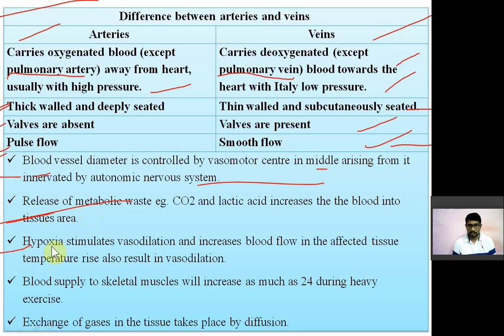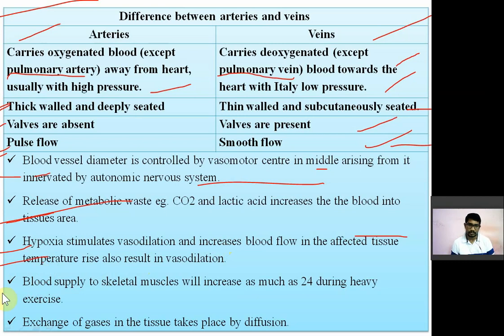Now hypoxia means decreased oxygen. So if hypoxia is there, again it will stimulate the vasodilation and increase the blood flow in the affected area. Suppose your particular tissue or cell is having hypoxia, so at that cell or tissue the blood circulation will be increased. Again, temperature also results in vasodilation. So increased temperature results in vasodilation and increases the blood flow.